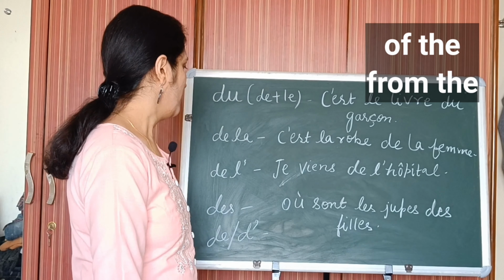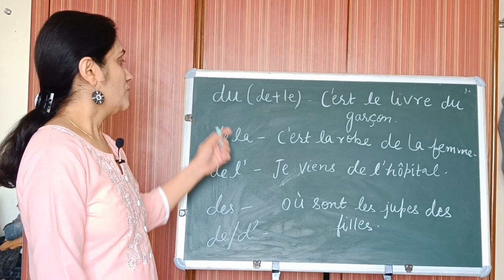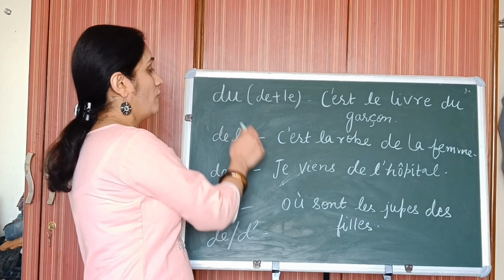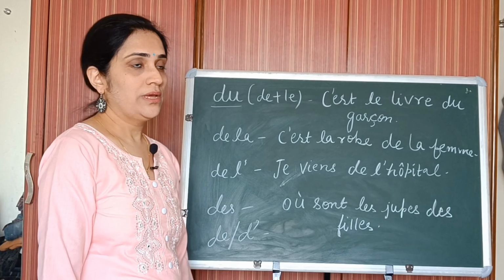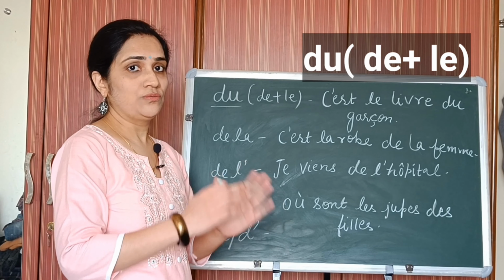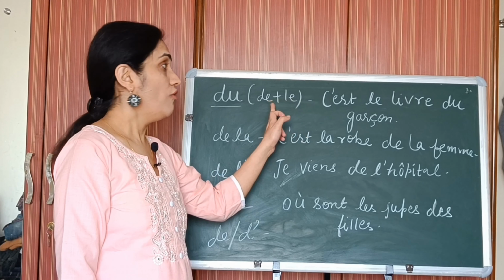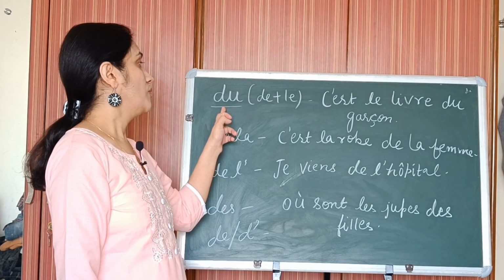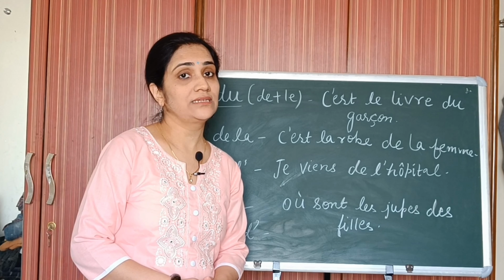So for this we have the terms as I have written on the left hand side of the board. First of all we will discuss the very first term for of the, from the, which is du. Again, to simplify this term I have written in brackets to split this word: de plus le, of the, from the. And then it becomes the word du, and this word has to be used with masculine nouns.